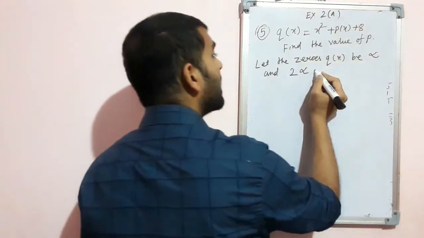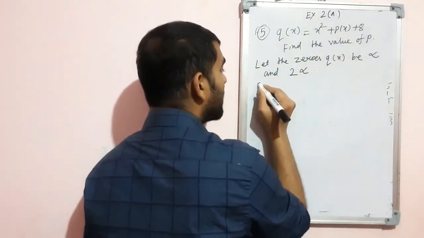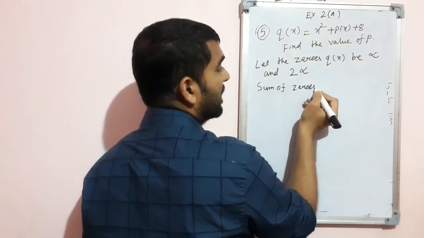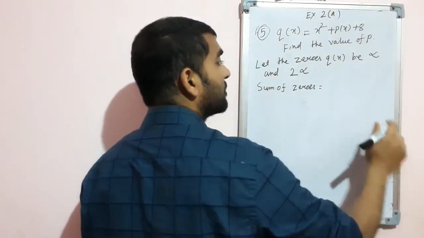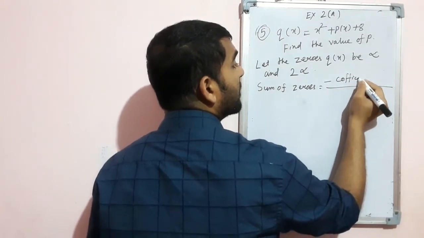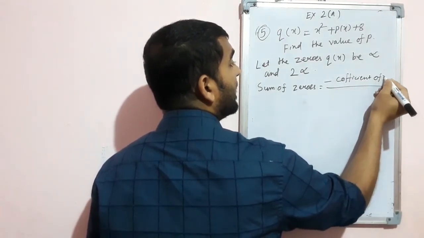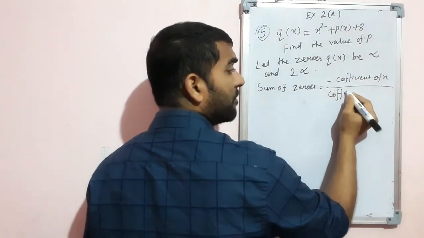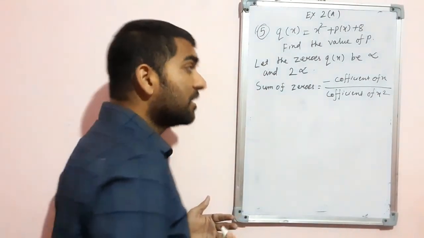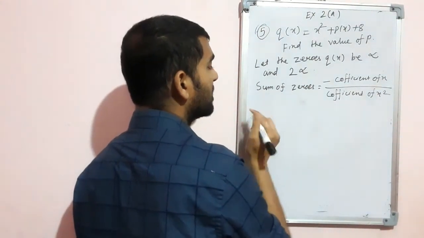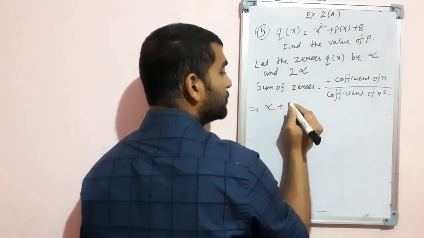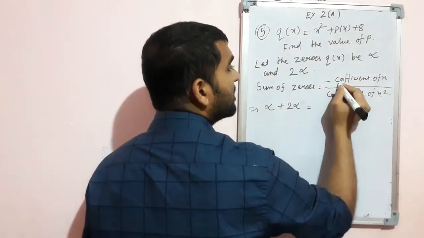So same thing here. Now find out the sum of zeros. What is the formula? See, we have to learn the formulas. It will be minus coefficient of x divided by coefficient of x square, right? Now the sum of the zeros. What are our zeros here? Alpha and 2 alpha. So we will write alpha plus 2 alpha equal to minus coefficient of x.